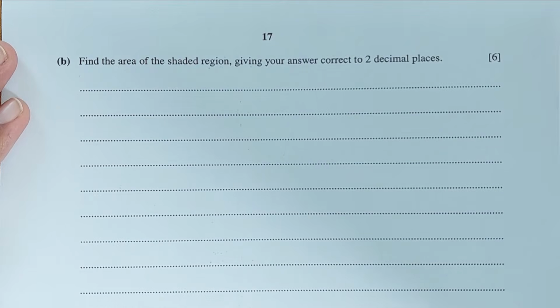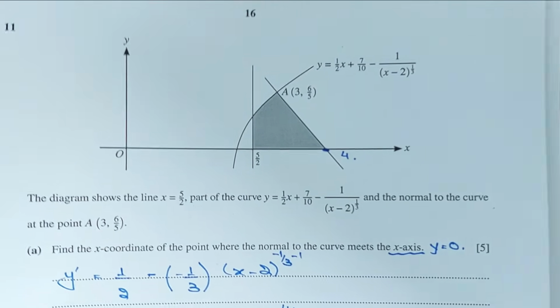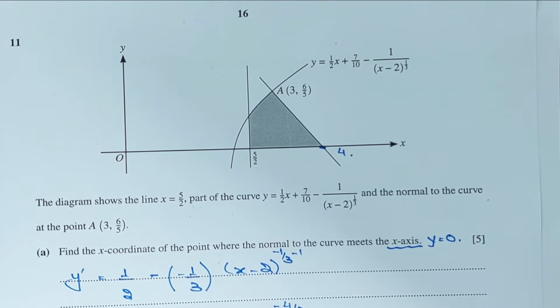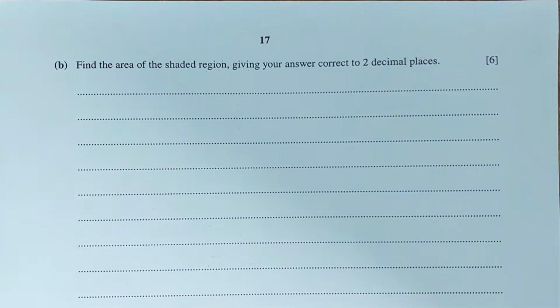Now for part B, find the area of the shaded region, giving your answer correct to 2 decimal places. So this is a shaded region. We need to find its area. Okay, let me find out the area.